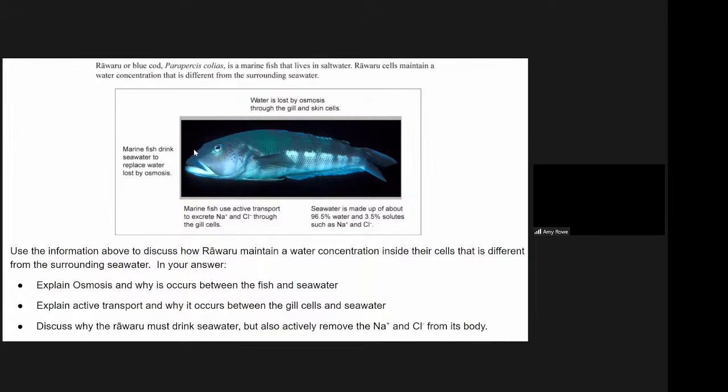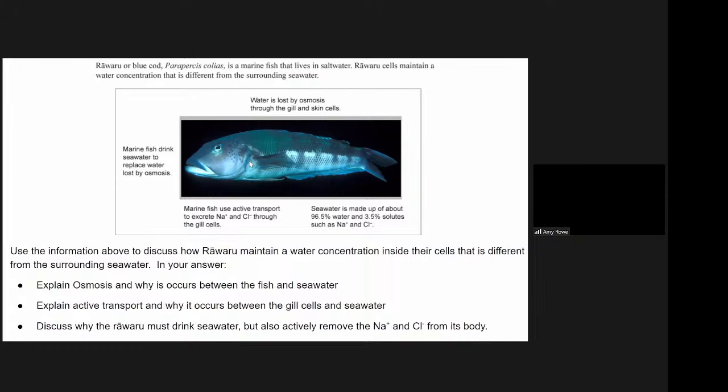Our marine fish drinks seawater in order to replace the water that is lost by osmosis. So because the fish is losing water through osmosis, through its gills and skin cells, it's still going to need lots of water for all of its cellular processes. So the only place that our blue cod is able to get that water is by drinking seawater. However, when our blue cod drinks seawater, it's not just taking in water, there's a whole lot of salt in there as well. So marine fish use active transport to excrete sodium and chloride ions through their gill cells.